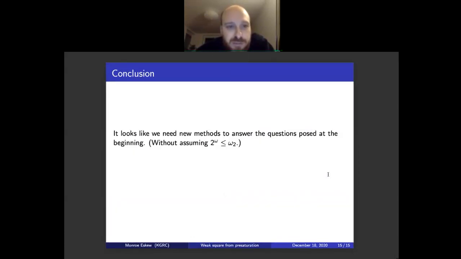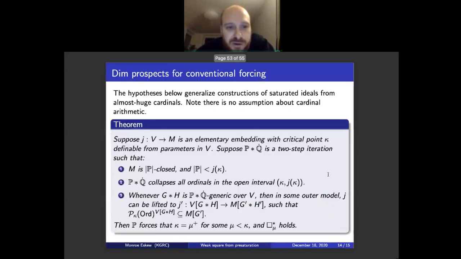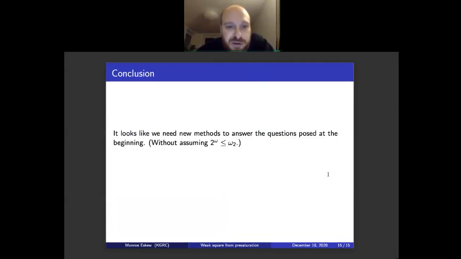This is pretty much all I want to say. In conclusion, the previous slide shows that my conjecture is that it is possible to get a saturated ideal on omega 2 with the tree property at omega 2. The theorem shows that we need the continuum to be at least omega 3 for that to happen. But we have no idea how to do it. I have some ideas, but they are at very early stages. So there would need to be very novel methods. And thanks for your attention.